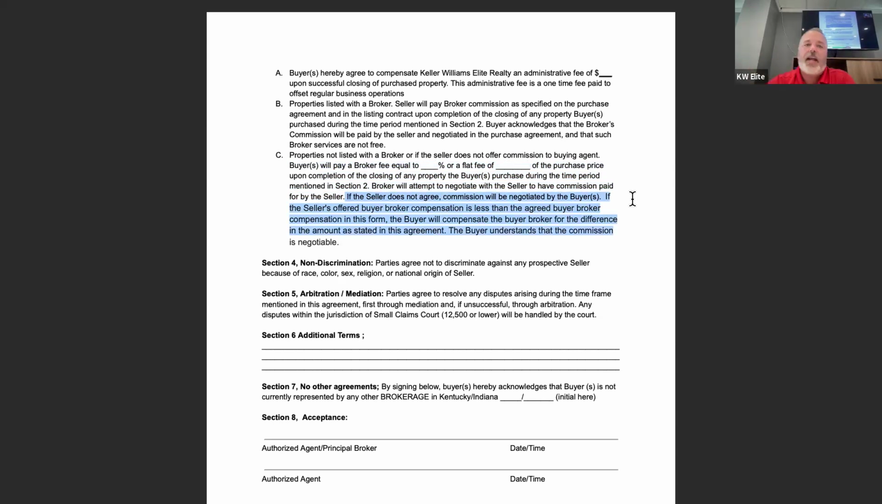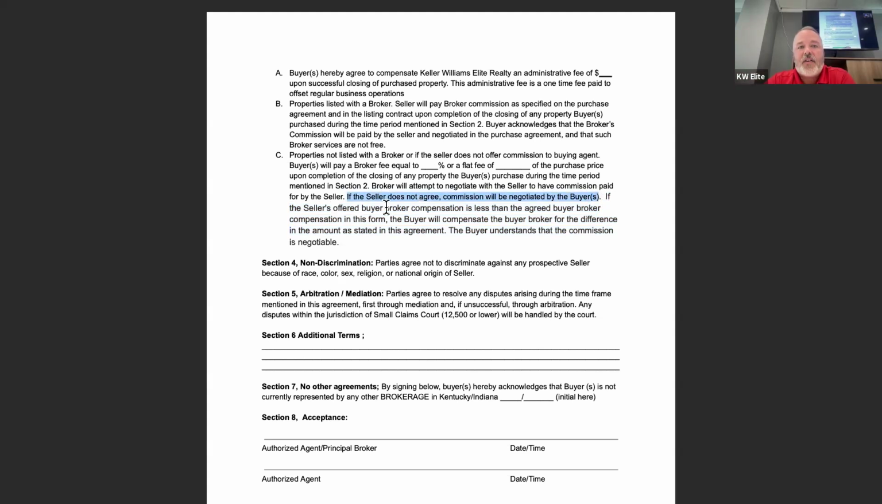So that lets them know that, hey, and here's the thing, y'all, I'm shooting for the highest number of what I'm charged. So I'm going for 3% on all these, and I'm simply telling them that if I can't get it covered, it says right here, if the seller does not agree to pay, commission will be negotiated by the buyer. So that lets them know right then and there, we have the right to renegotiate this number.